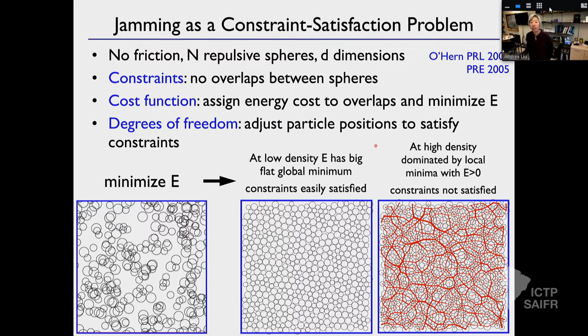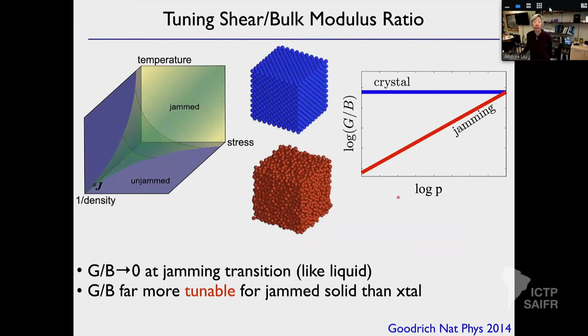Okay, so what does this thing look like? Well, at low enough density, the energy has this big flat global minimum, and no matter where you start, it's really easy to find a state where none of them are overlapping. As I increase the density, it gets harder and harder, and then at some point, you can't satisfy all the constraints, and that's when you're jammed. Okay, that's the jamming transition, when you go from here to here. All right, so what happens to the ratio of the shear to bulk modulus when you do that?